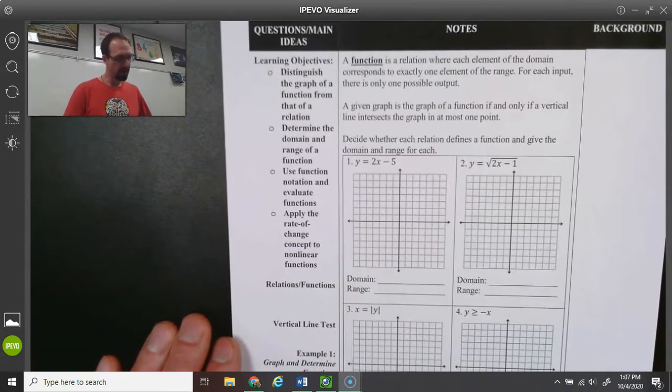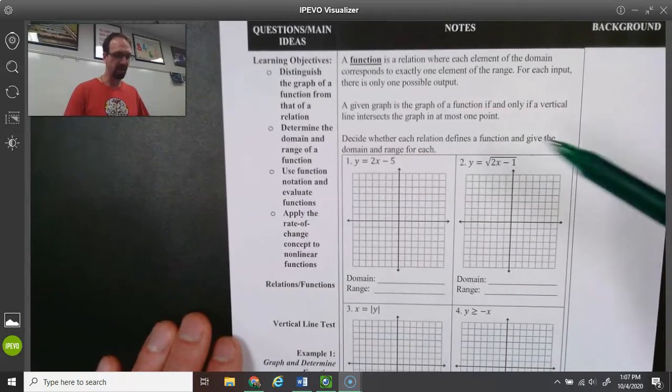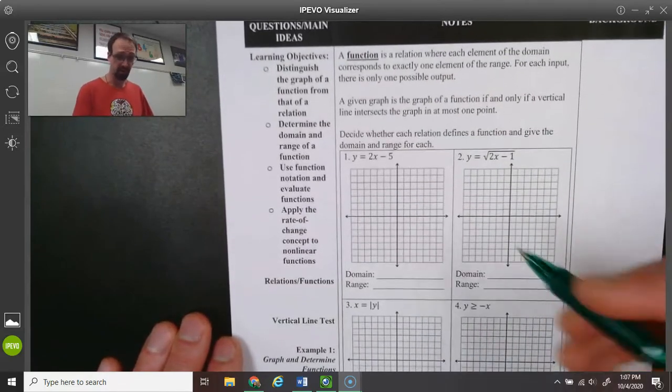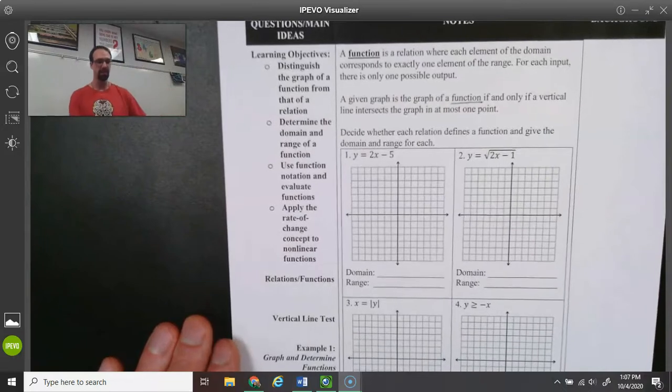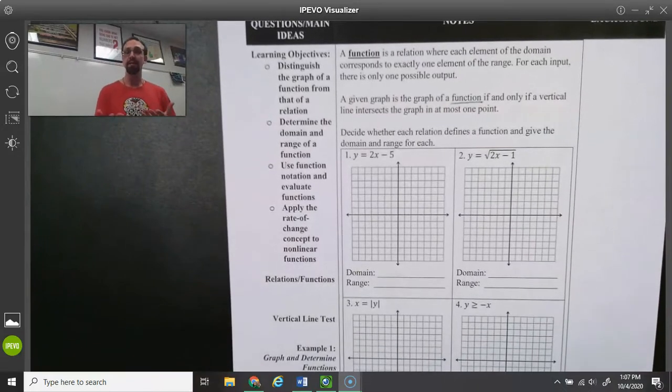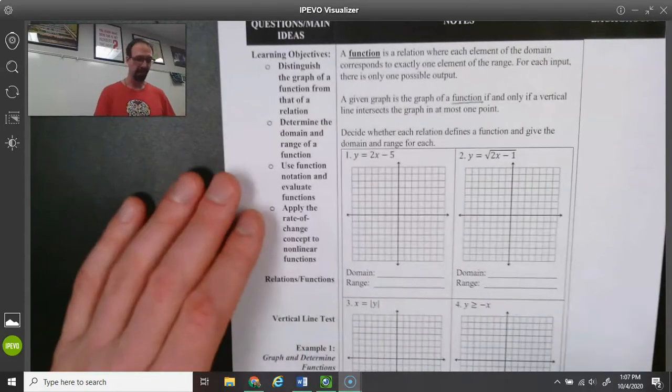So for here, a given graph is the graph of a function if and only if a vertical line intersects the graph in at most one point. You may have done this previously in other courses, where this is called the vertical line test. Decide whether each relation defines a function and give the domain and range for each. So these are relations now. We're going to see if they are in fact functions.